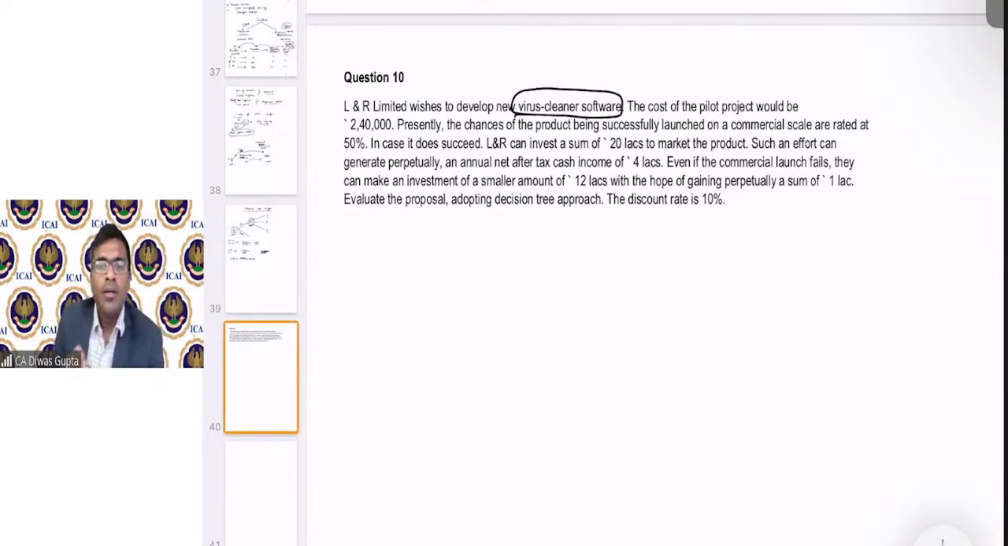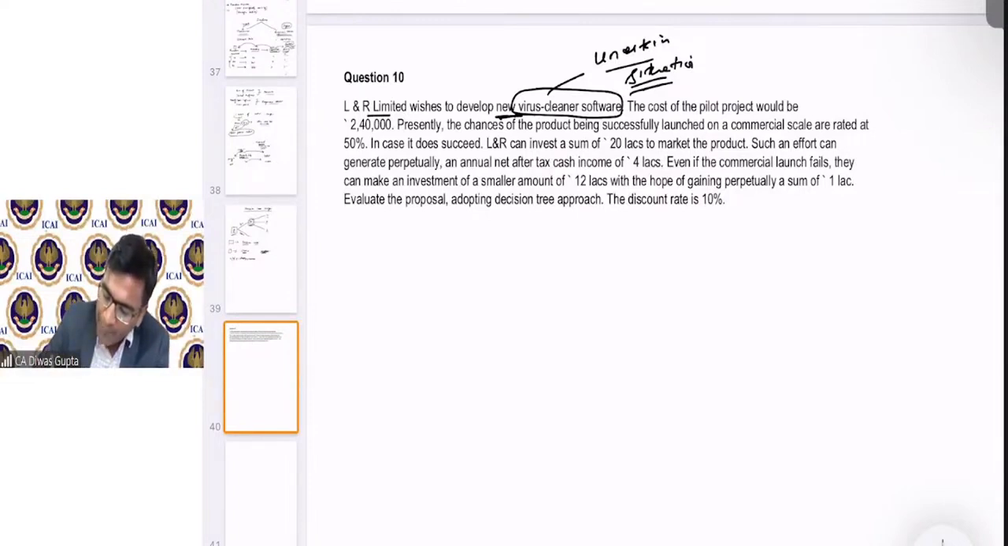See, what is this? This is an uncertain situation. We are dealing with a new product situation. You remember my discussion where I mentioned certainty, risk, and uncertainty. Certainty is something which is bound to happen. Risk, there are different possibilities. Uncertainty is something which we cannot forecast at all. We don't know what the outcome is. So this is an uncertain situation because L&R Limited is dealing with a new software development.